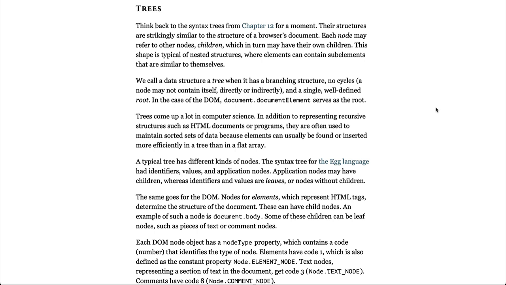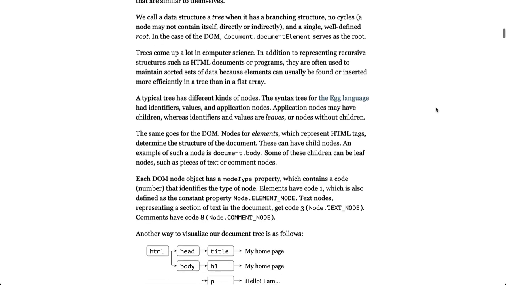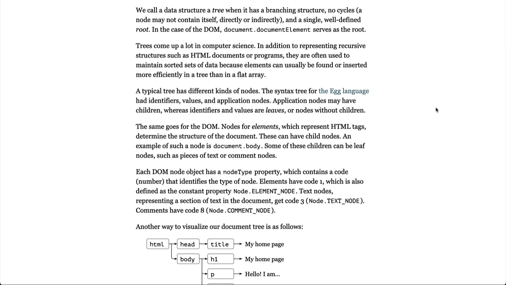Their structures are strikingly similar to the structure of a browser's document. Each node may refer to other nodes, children, which in turn have their own children. This shape is typical of nested structures, where elements can contain sub-elements that are similar to themselves. We call a data structure a tree when it has a branching structure, no cycles, a node may not contain itself directly or indirectly, and a single well-defined root. In the case of the DOM, document.documentElement serves as the root.